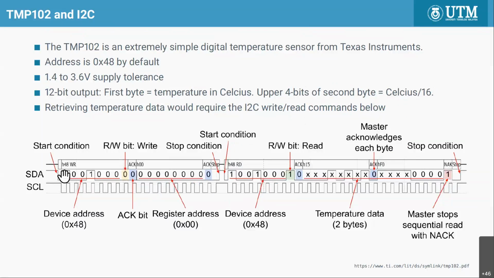So this one looks complicated. We need to send the address first, okay, 48 hex, send it to the device, and then we write to register address 0, and then this will tell the chip to send data. So later we have 48 hex and then read. Okay, see this bit here. By the way, we have the yellow bit here. Okay, there's a yellow bit here and then the green here.